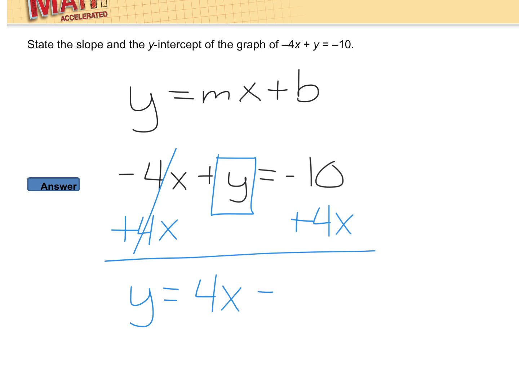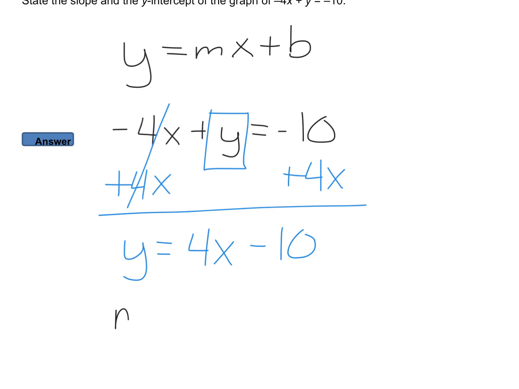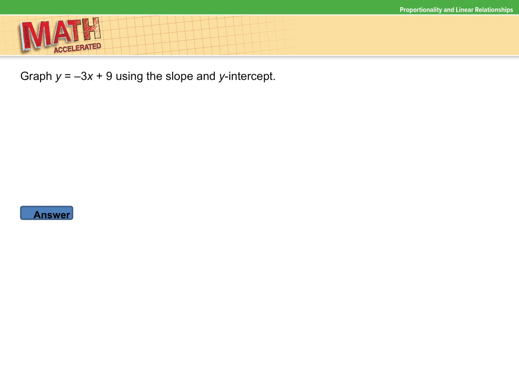Negative 10. Yep. So from here, what is my slope? 4. If I wanted it in rise over run form, how could I write that? 4 over 1, right? Because if I put 4 over 1, does that change the value? No. Okay, what's our b? 10 or negative 10? Negative 10. Good. Okay. Now we're going to practice graphing this. I know we don't have an actual graph, but we're going to do our best, okay?